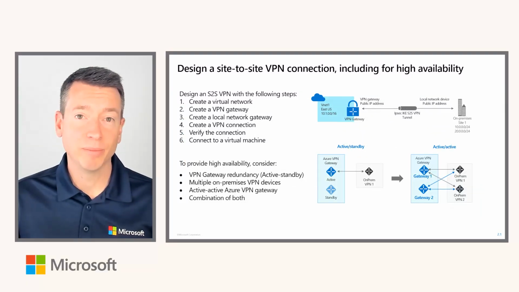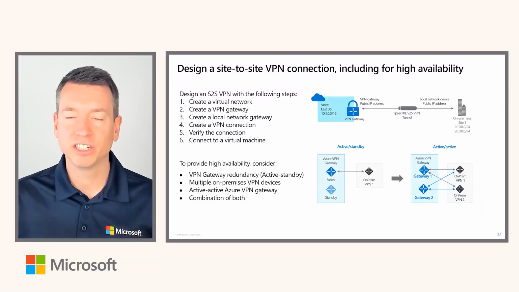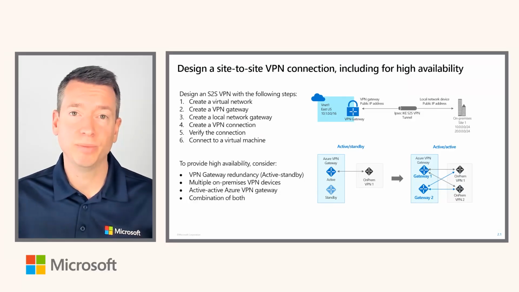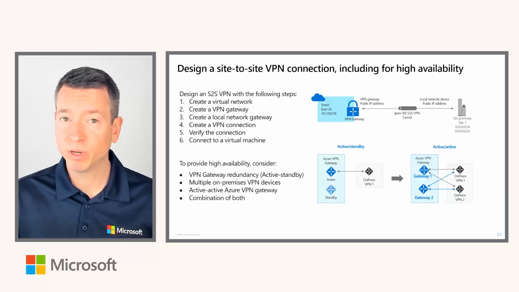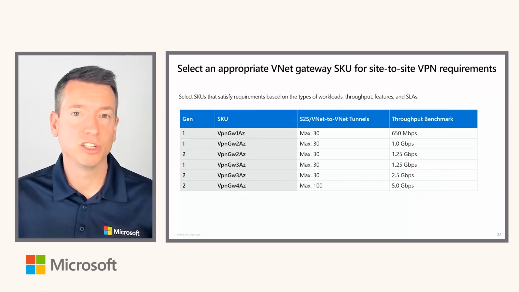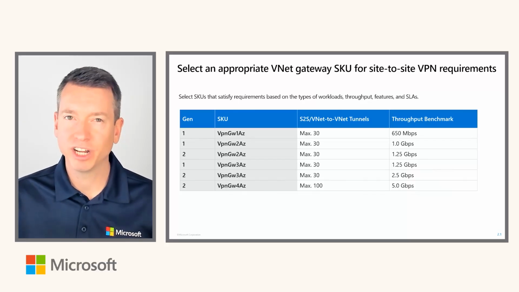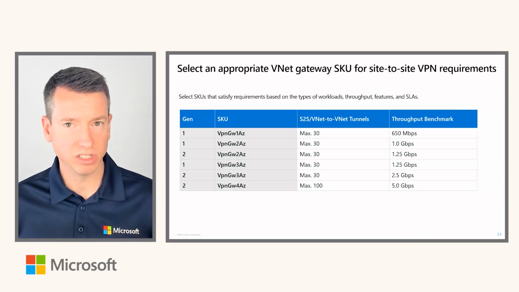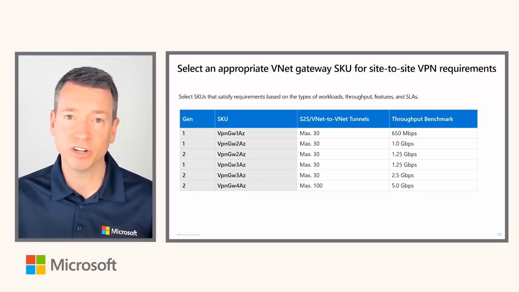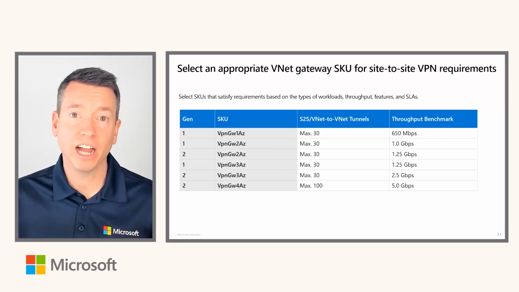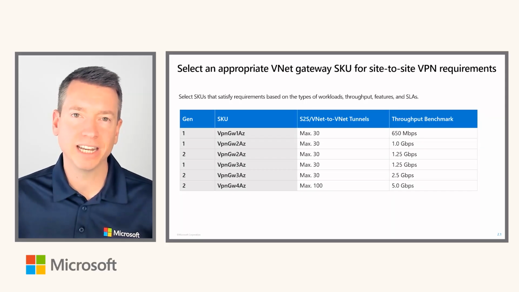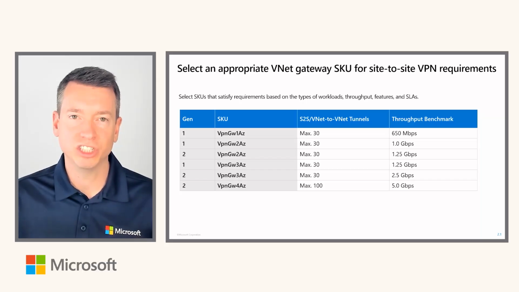To provide high availability for your site-to-site VPN connections, consider active-standby or active-active Azure VPN gateway, or a combination of both. The gateway SKU affects the connection and throughput. Remember for the exam that connection limits are separate. For example, you can have 128 SSTP connections and also 250 IKEv2 connections on a VPN Gateway 1 SKU. Now, resizing of VPN gateway SKUs is allowed within the generation.